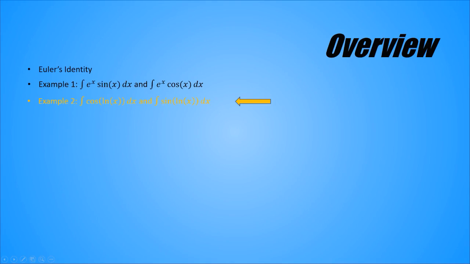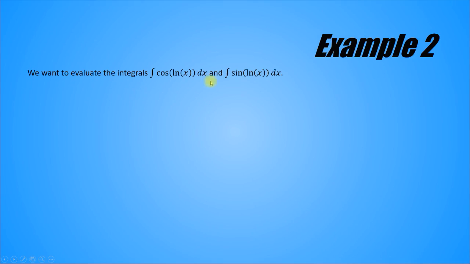In the last segment, I used Euler's identity to evaluate two integrals that every Calculus 2 student sees. In the next segment, I'll use Euler's identity to evaluate two integrals that most likely no Calculus 2 student has seen. The integral of the cosine of the ln of x dx and the integral of the sine of the ln of x dx. Now you might be thinking, whoa Nelly, Euler's identity doesn't mention natural logs. True, but it does mention the exponential function in base e, and the natural log is its inverse function. We will exploit that relationship. So here I've repeated the two integrals for reference.